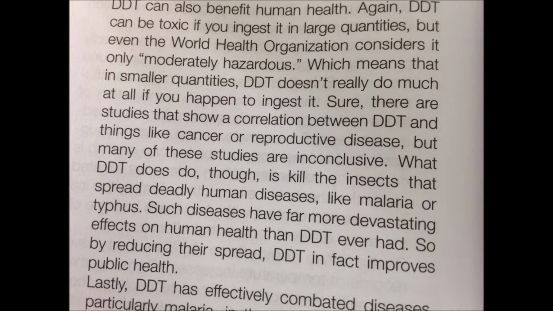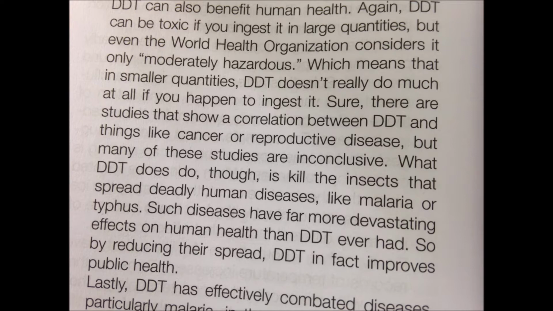What DDT does do, though, is kill the insects that spread deadly human diseases like malaria or typhus. Such diseases have far more devastating effects on human health than DDT ever had. So, by reducing their spread, DDT in fact improves public health.